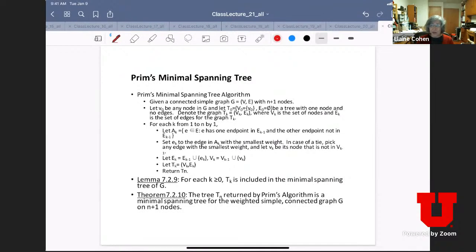We can start anywhere, and it's a graph, I'm sorry, but we can find a minimal spanning tree of the graph, connected simple graph. Okay, notice how important the words connected and simple are here. All right, are there any questions?